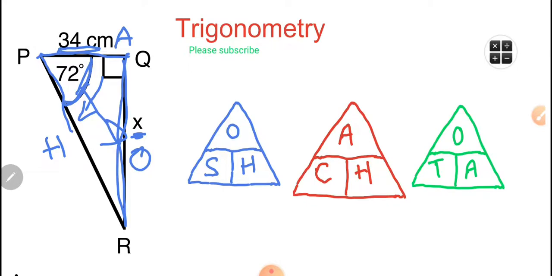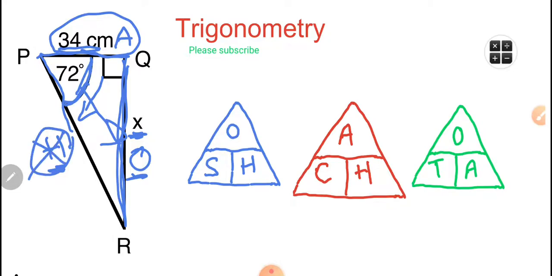So this is an important one for us because they've told us that the adjacent is 34 centimeters. It's given us a value for the size of the adjacent. This one here is important because the O, or the opposite, is the value I need to work out. I need to find out what x is. Now with the hypotenuse here, they haven't told us what the hypotenuse is, and we don't have to work it out. So that's the one that we don't need.